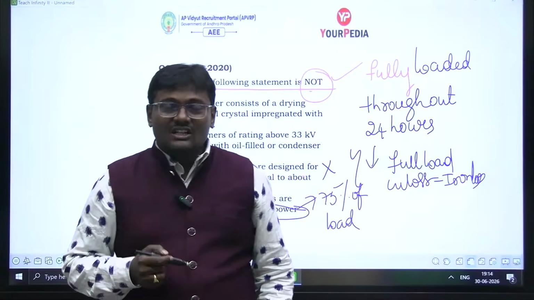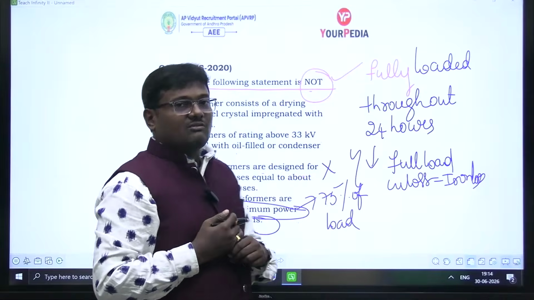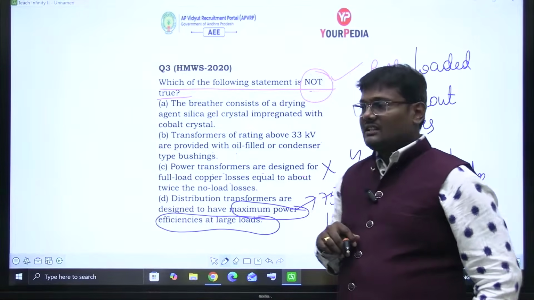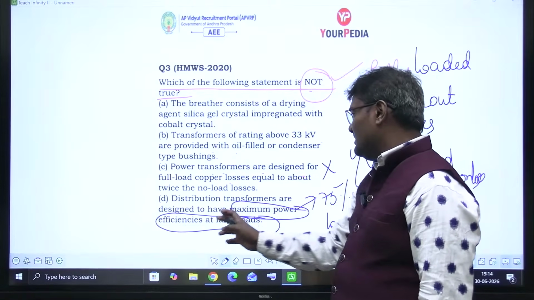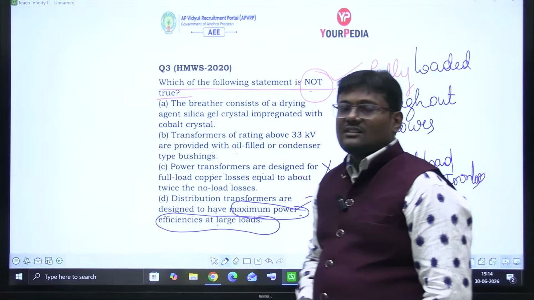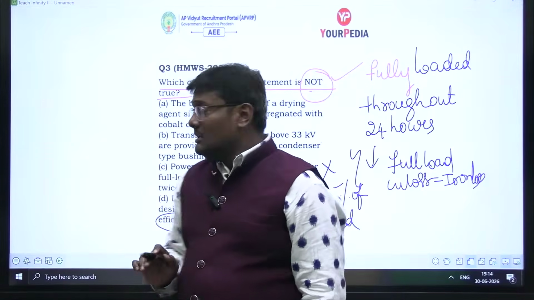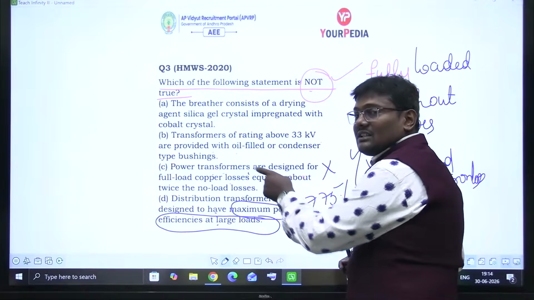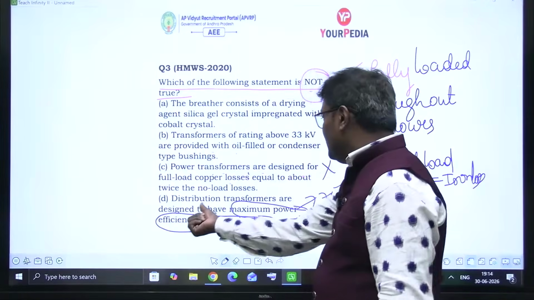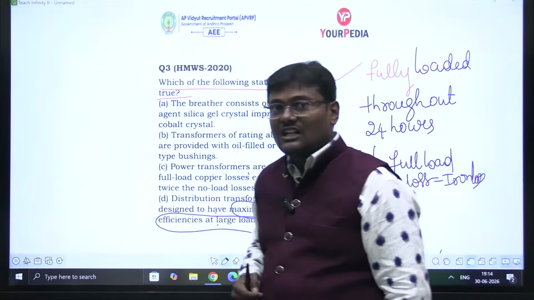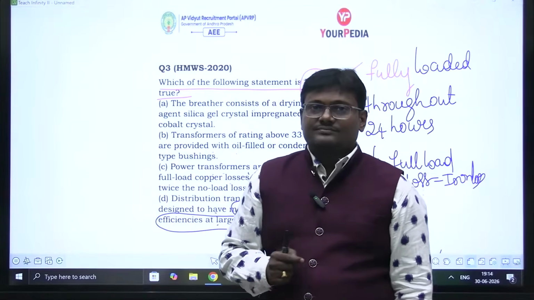75% of the load. For a distribution transformer, you can observe that full load copper losses is equal to double that of the iron losses. Is it correct? No. So distribution transformers are designed to have maximum power efficiency at not large loads. It is not nearer to full load, but maximum efficiency of a power transformer can occur near full load. But distribution transformers, in olden distribution systems, are not continuously loaded throughout 24 hours.